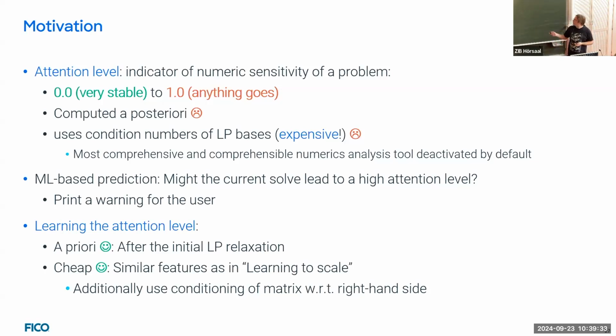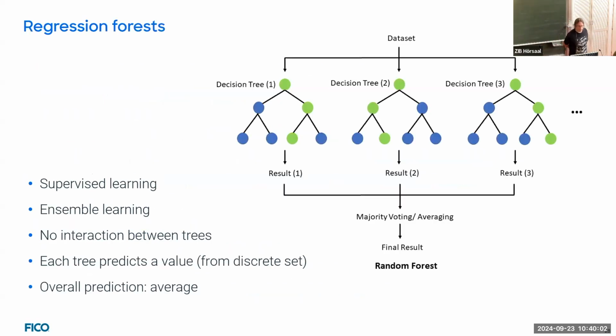So that would be an a priori prediction and should be cheap to compute using the same features as in learning to scale, which you really can directly read from your constraint matrix and have available statistics. Anyway, there was one additional feature that we used, which, well, the best way I can describe it is the conditioning of the matrix with respect to the right-hand side of the inequality system, which is cheaper to compute.